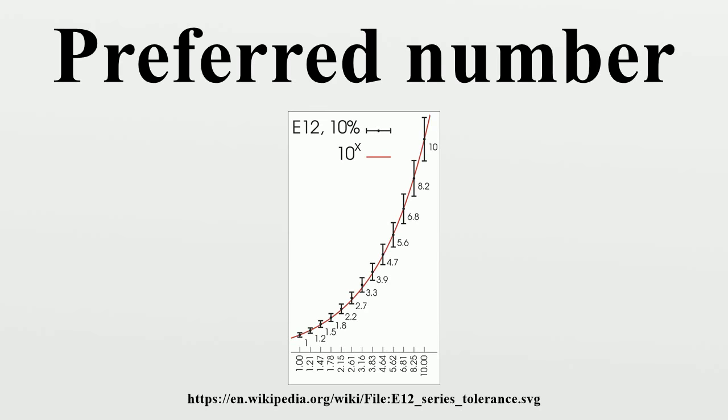Some low-end cameras can only reliably read these values from DX-encoded film cartridges because they lack the extra electrical contacts that would be needed to read the complete series. Some digital cameras extend this binary series to values like 12,800, 25,600, etc., instead of the modified Renard values 12,500, 25,000, etc.